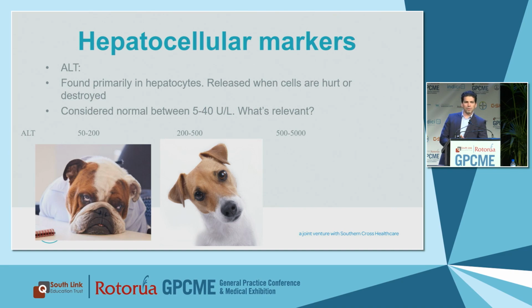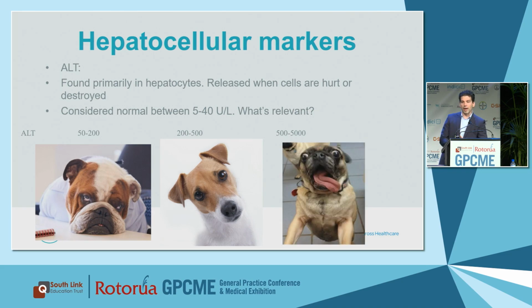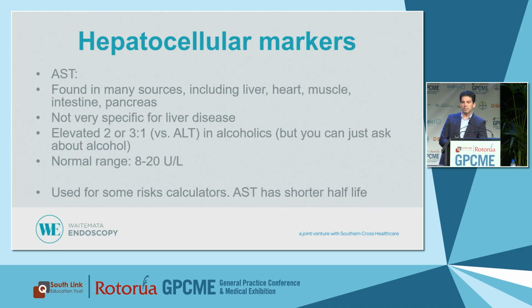But if it's up to 500, you think, actually they're burning through liver cells pretty quickly, so this is quite interesting. And if you tell me their ALT is 1,000, I say, holy crap, let's do something really, really quickly. So that's my level of thresholds, what I'm looking at.